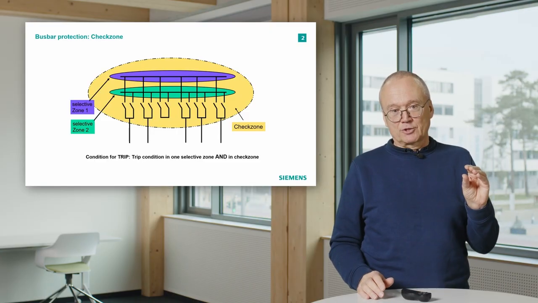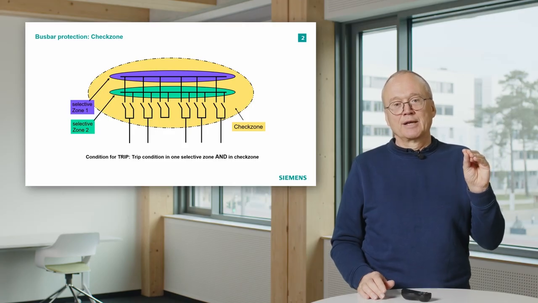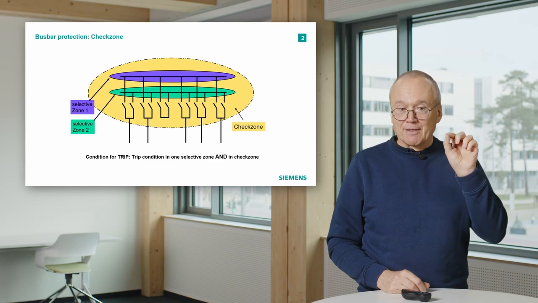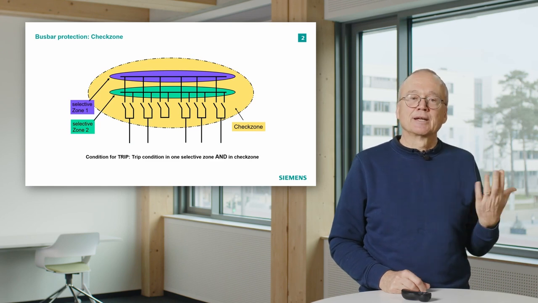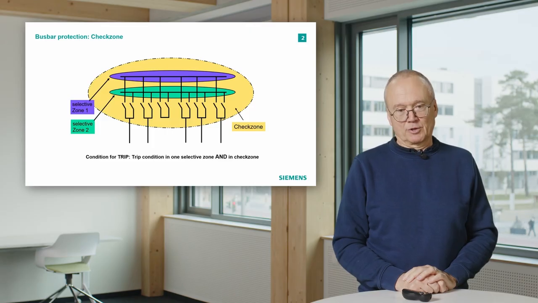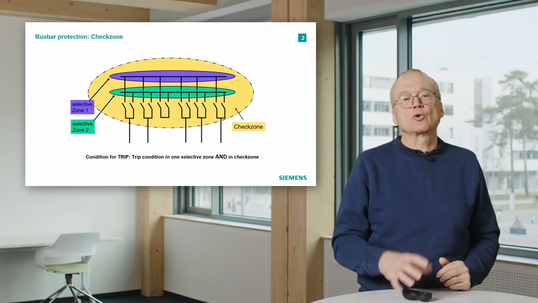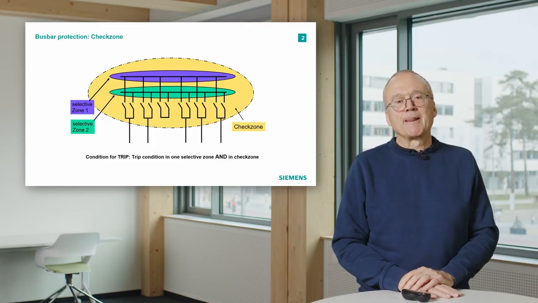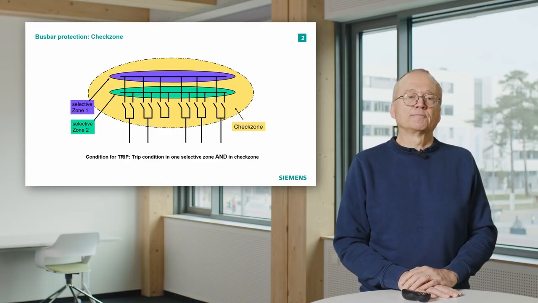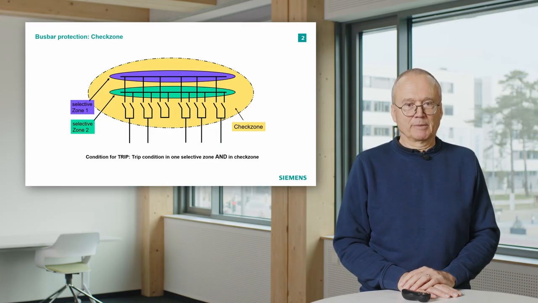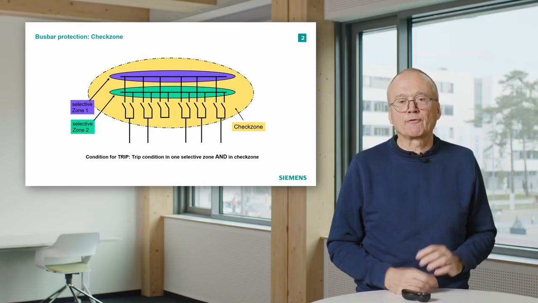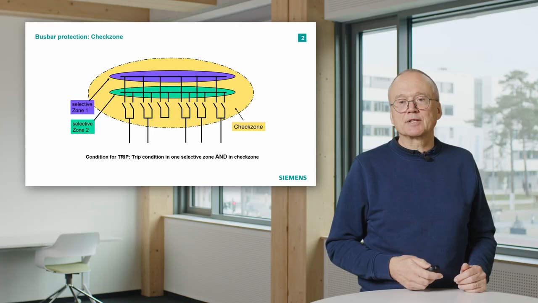If only the purple zone says, I see a fault, and the yellow zone says, I see no fault, then there is a certain risk that the fault indication results from a wrong topology. So the check zone, which is a standard feature, helps us to avoid wrong tripping because of wrong topology information. So that was the second challenge we have. And the third one is an easier one.